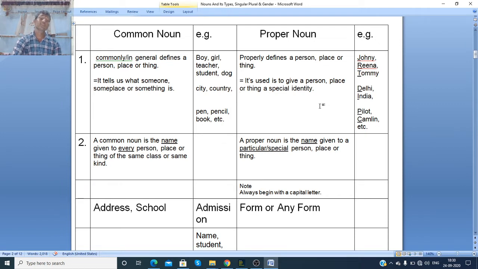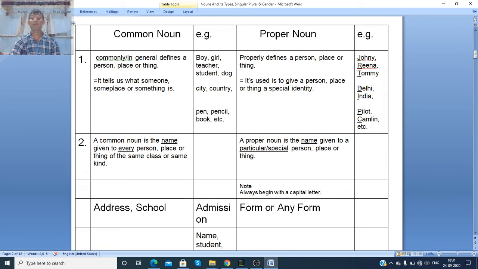Let's see one more definition of common noun and proper noun. A common noun is the name given to every person, place, or thing of the same class or same kind. Examples that we have already mentioned: boy, girl, teacher, student. And a proper noun is the name given to a particular or special person, place, or thing. So how particular or special?